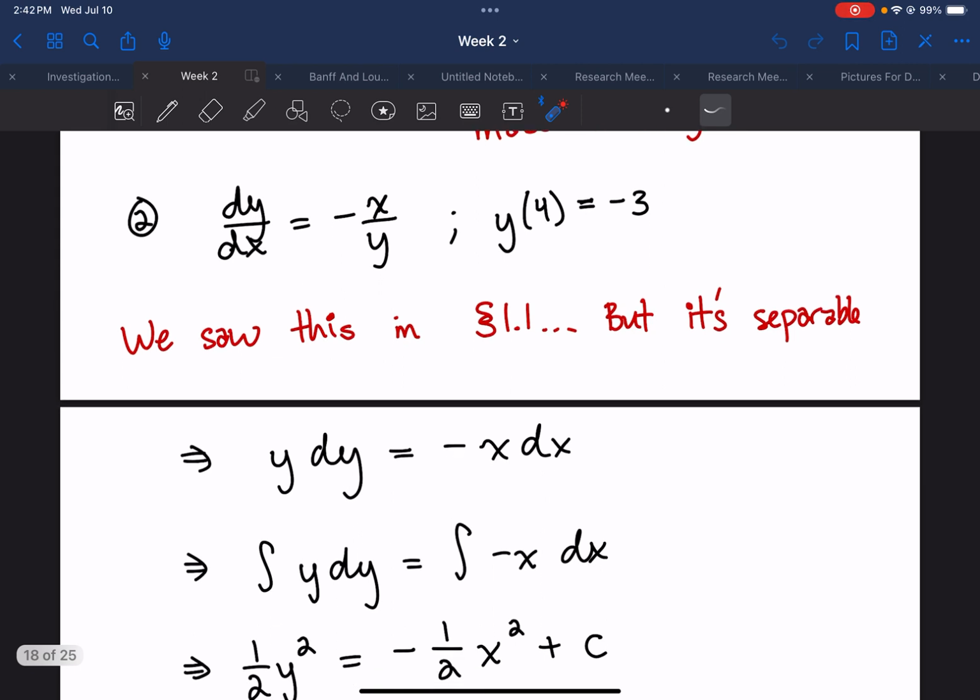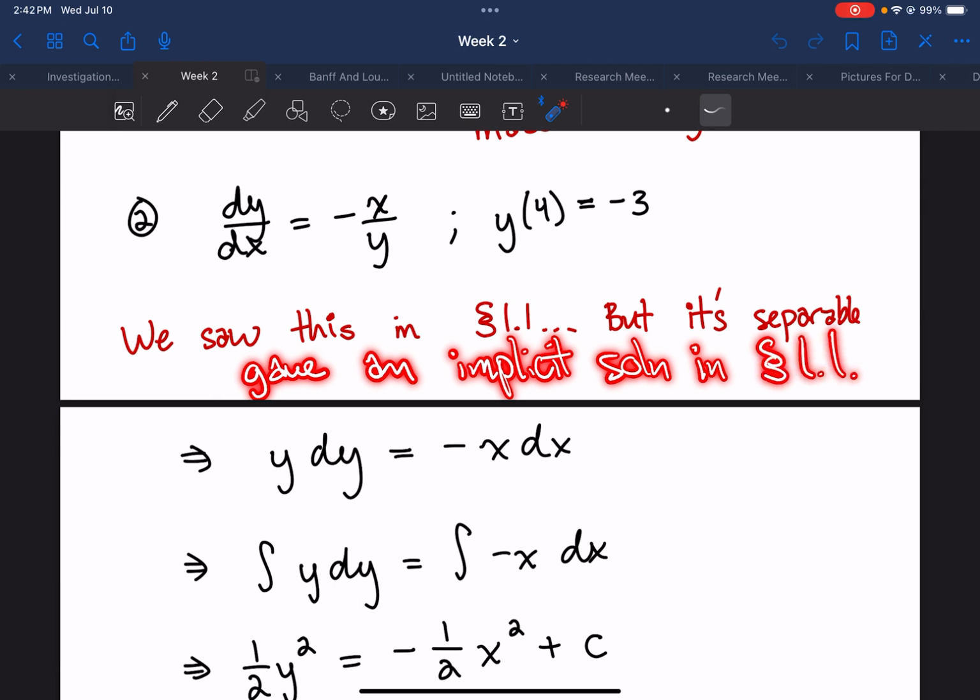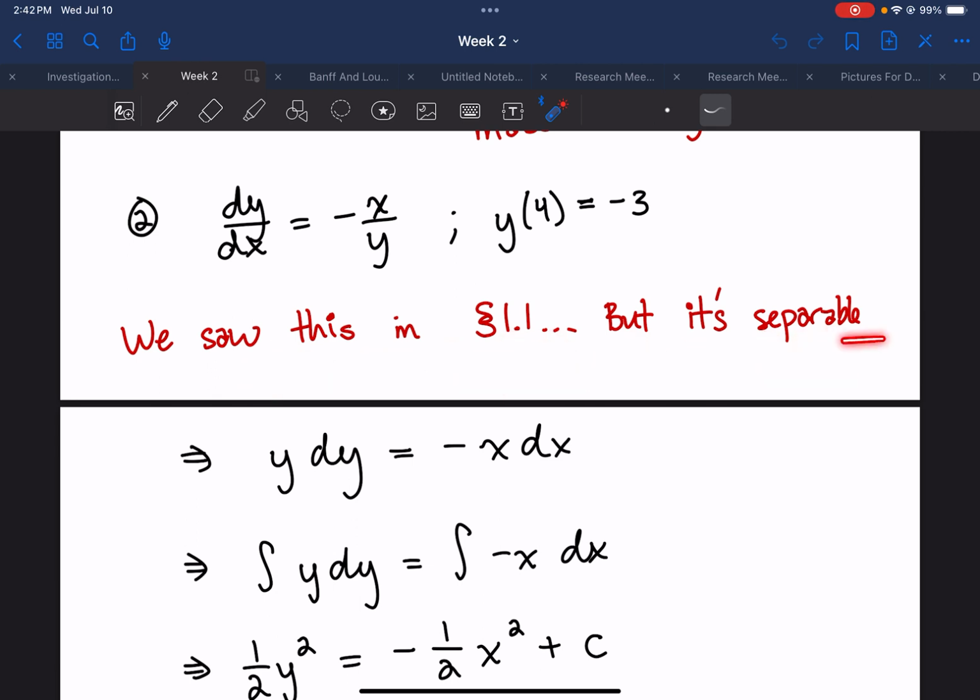What if we start with dy dx equals negative x over y, with the initial condition that y at 4 is equal to negative 3? And we saw this in section 1.1, where we gave an implicit solution. But it's in fact separable, and we can solve this exactly, right? We don't need to rely on someone handing us the solution because we can find it ourselves.